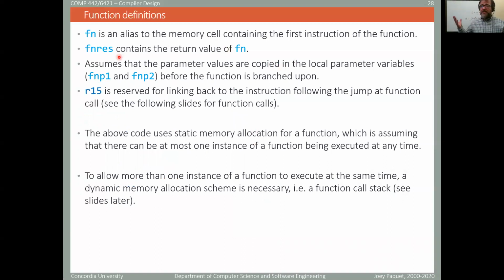Okay, so that's basically what I've explained as I went through the example. Fn is the alias you branch upon when you execute this function. Fnres is where you store the resulting value of this function, the return value. You need to reserve a local variable for each of the parameters that you pass values into this function. And then you use R15 to store the address where you branched from, so that you can branch back to this address.